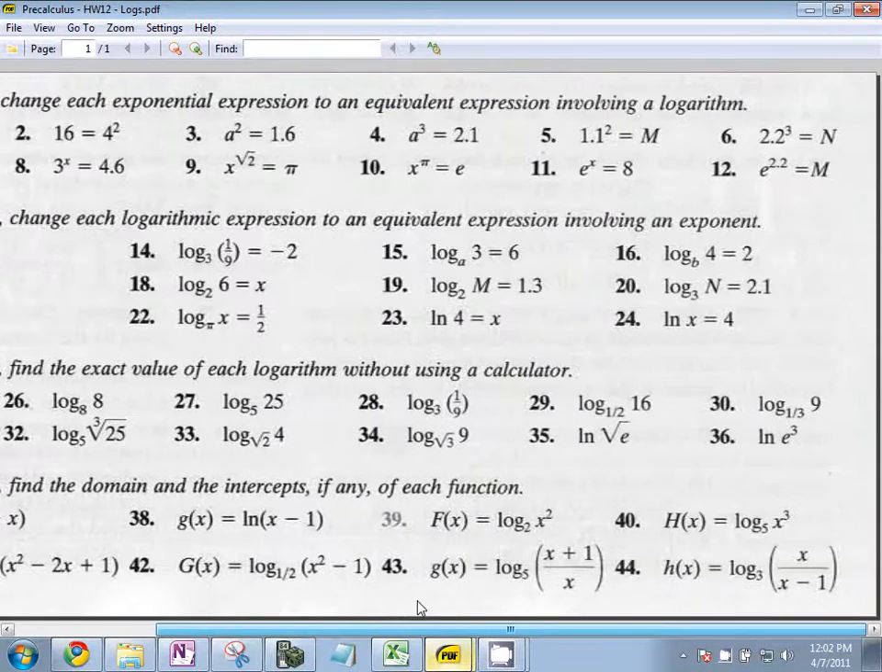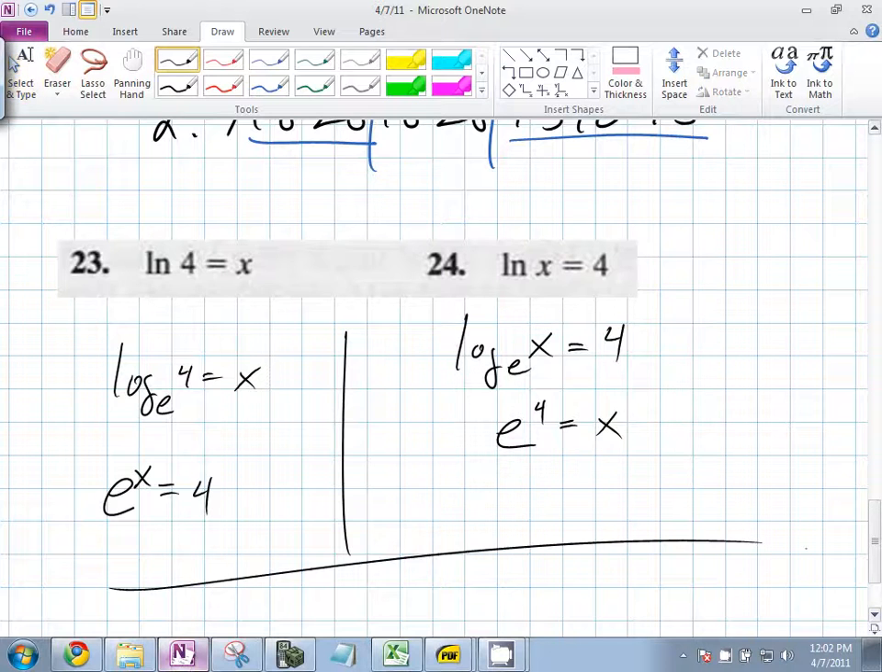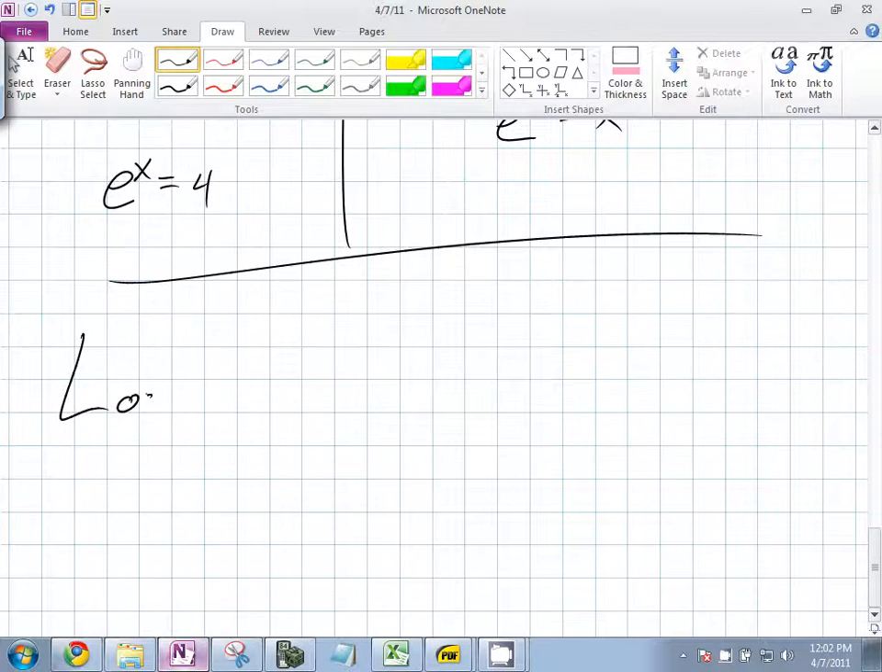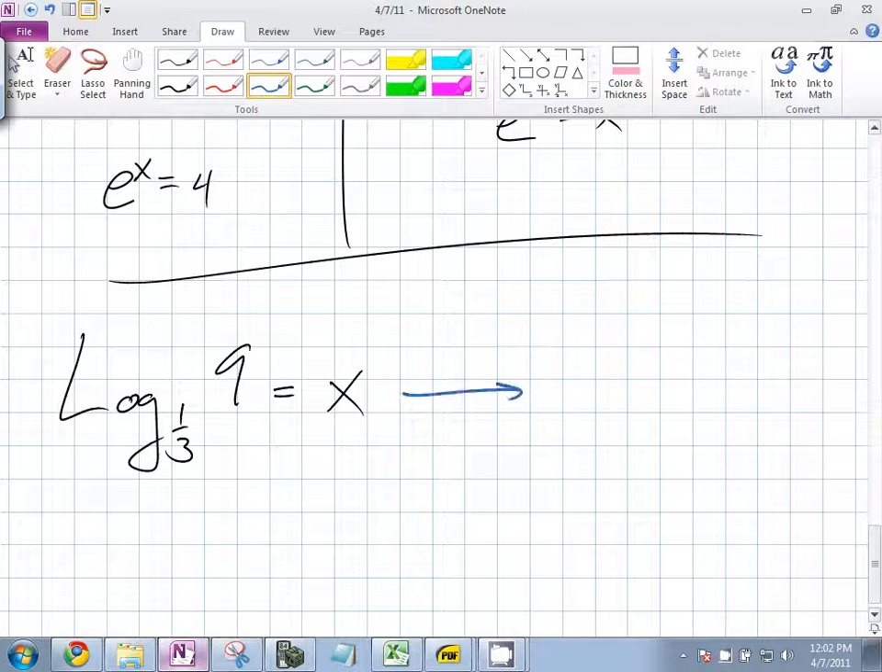30? Sure. Log base 1/3 of 9. Do you know what that equals off the top of your head? No. So let's call it equal to x. What form is that in? Let's translate it. Can someone tell me what it is in exponential form? 1/3 to the x equals 9.